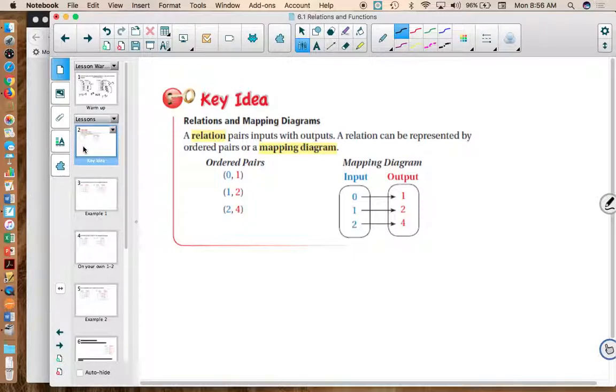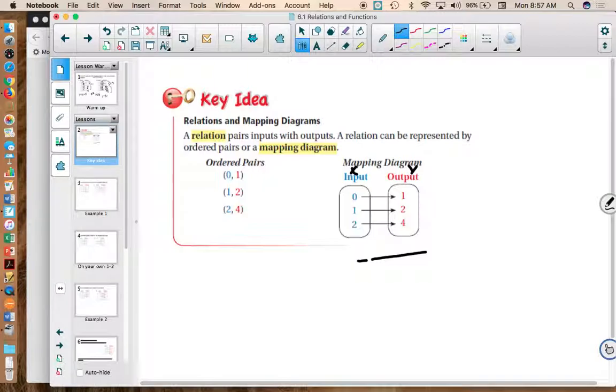All right, so that's a relationship. A relation pairs inputs and outputs. A relation can be represented by ordered pairs. We talked about our x and y's. Ordered pairs or mapping diagram, same thing. If I look at this mapping diagram here, could I list all the ordered pairs? Sure I could. Because basically my input is my x, my output is my y. Just tying it back into that slope that we were doing. Make sense to you so far?